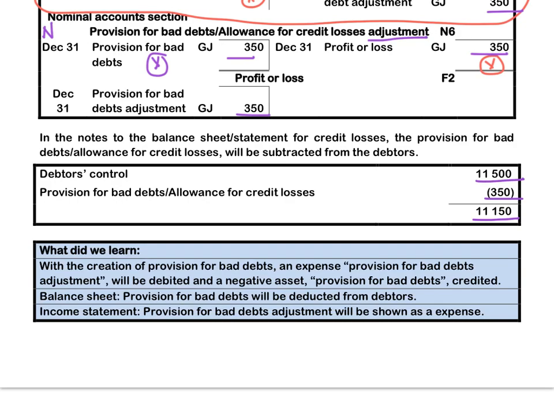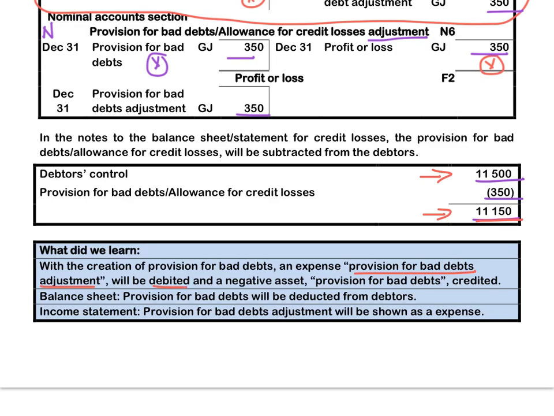In your balance sheet, you always have to show the lowest of the cost, that means what they owe you, or the net realizable value, what you expect to receive in the future. If the NRV is lower than the cost, then this is the amount that you will record in your balance sheet.